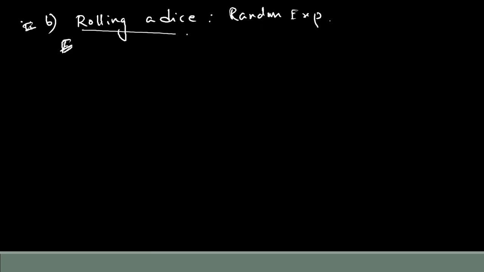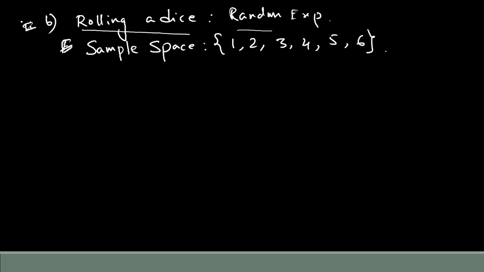Let's say for this random experiment, rolling a dice, we are discussing this random experiment. So this is our random experiment. First, let me also write the sample space here. For this random experiment, the sample space is 1, 2, 3, 4, 5, 6, right? So let's say one event can be all odd numbers.